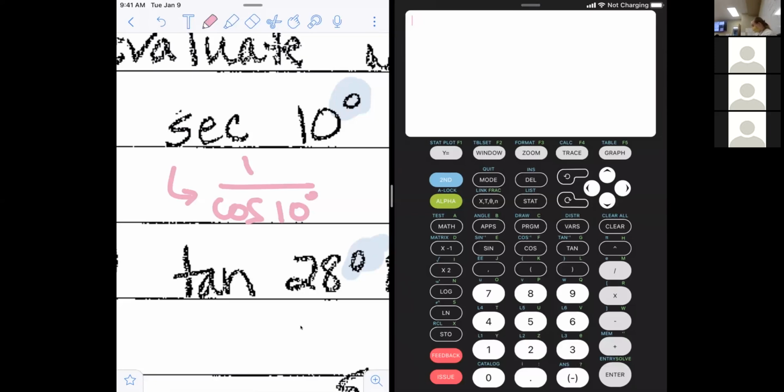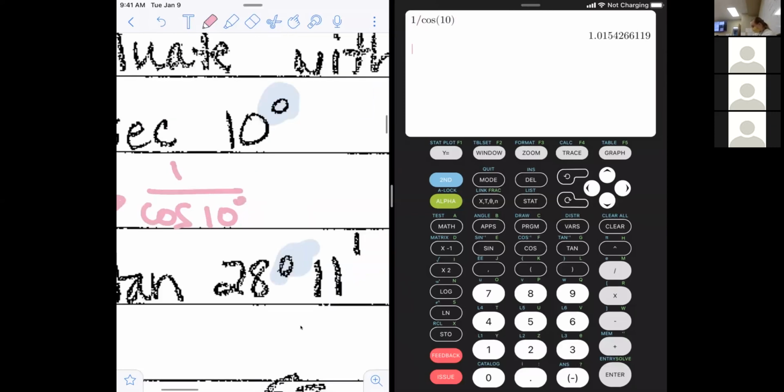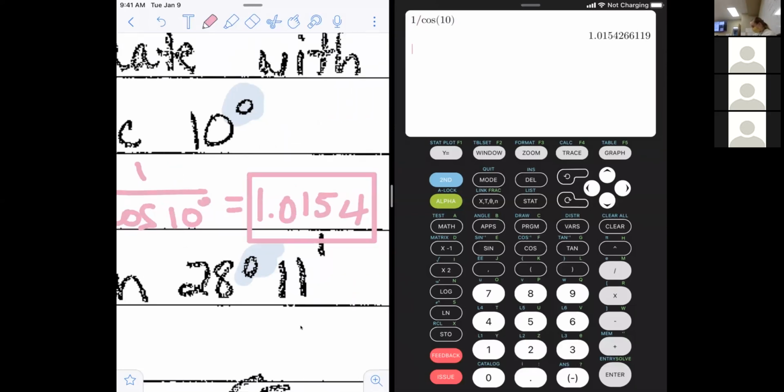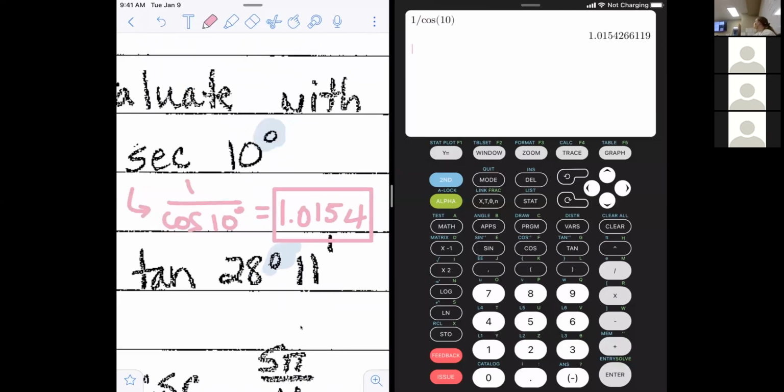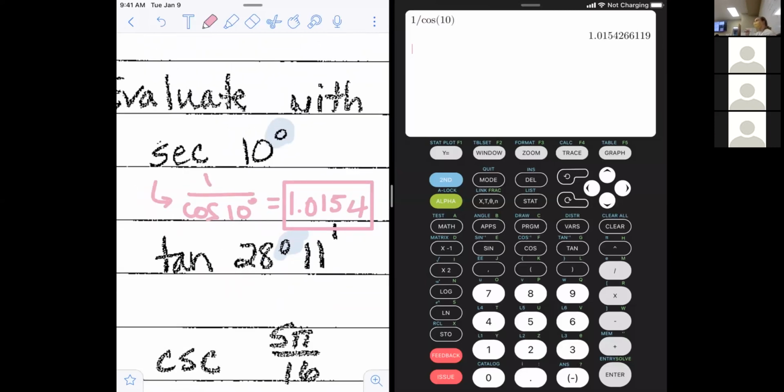So to do this, I'm in my degree mode. We just checked that a minute ago. So I'm going to do 1 over cosine 10. There's no degree button because I'm already in that mode. I don't need to tell it I'm in degrees because it already knows I'm there. I press 1 divided by cosine 10, and then I press enter. And I get 1.0154. That's it. All right. So again, secant, cotangent, we have to do 1 over one of the trig functions I can press.